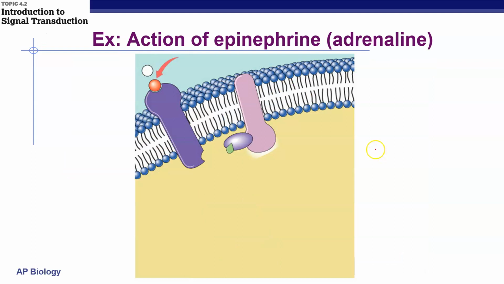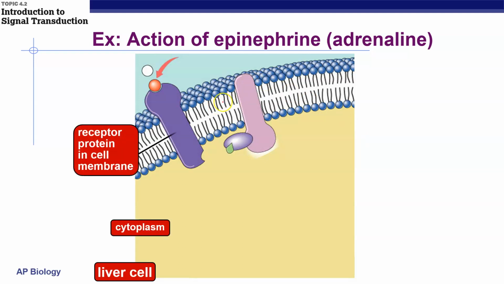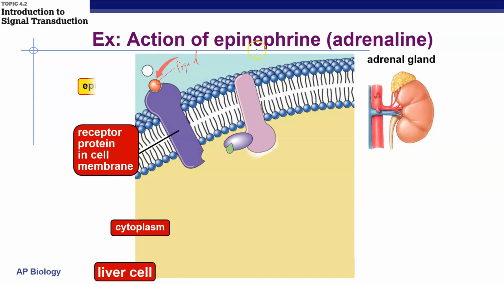All right, let's look at adrenaline or epinephrine. So, similar process you have here. Liver cell, cytoplasm. You have a receptor protein in the cell membrane this time. This means that this ligand, which is right here, cannot diffuse through the membrane. This comes from your adrenal gland. Step 1, epinephrine binds to a receptor. This is your signal. This is your signal reception.